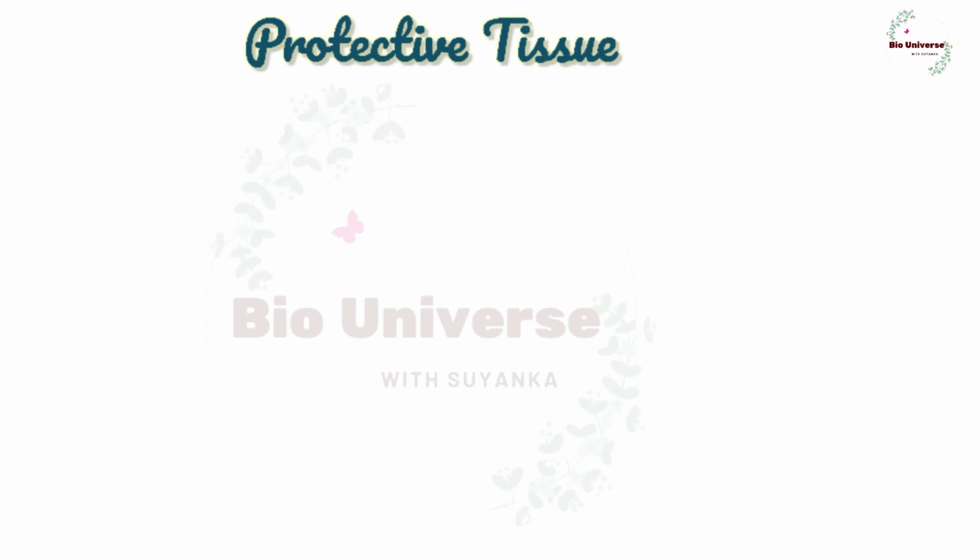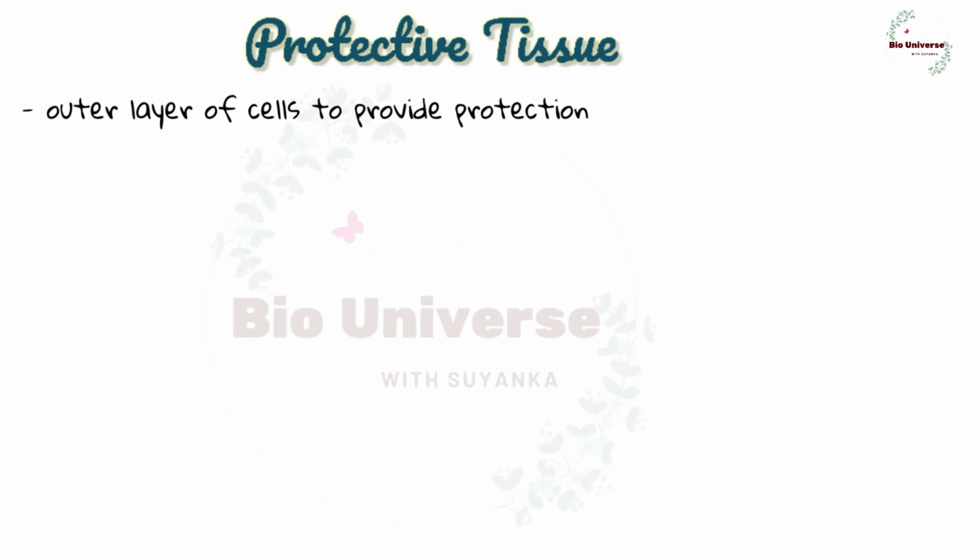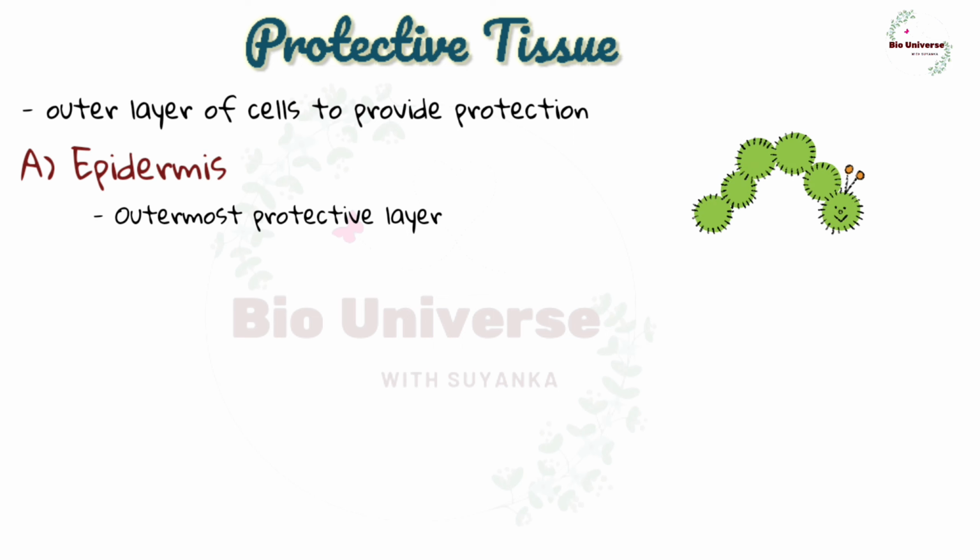Protective tissue. It is an outer layer of cells that cover the plant parts, providing protection against adverse environmental factors and pathogens. Besides performing specialized functions, protective tissue is of two types, epidermis and cork. Epidermis, it is the outermost protective layer of plant organs. It is single layered with the exception of some xerophytic plants.